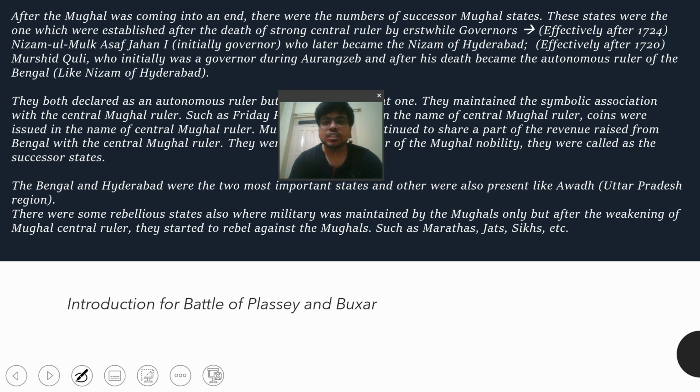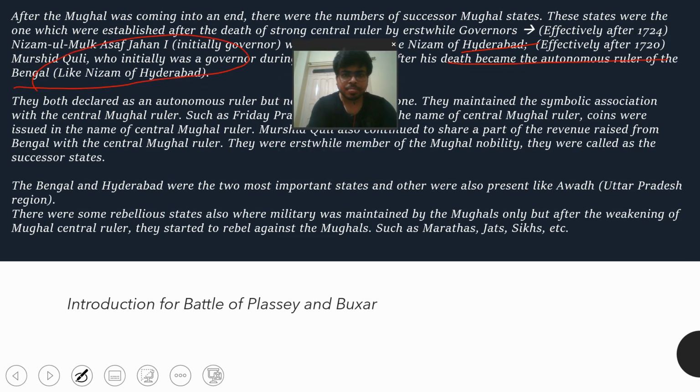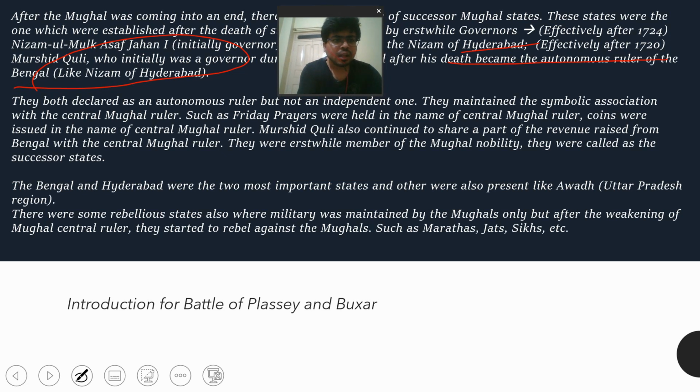Okay, so the Nizam of Hyderabad was there. Then Bengal: the Nawab of Bengal, Murshid Quli Khan, was governor under Aurangzeb, and after his death he became the autonomous ruler of Bengal, like the Nizam of Hyderabad. Now we will see they both declared themselves autonomous rulers but not independent ones. That's why they are called successor states.